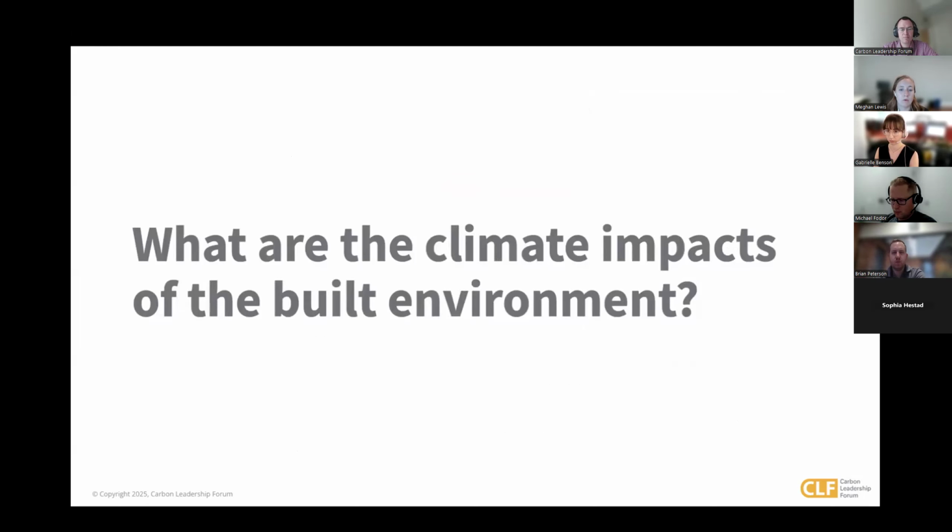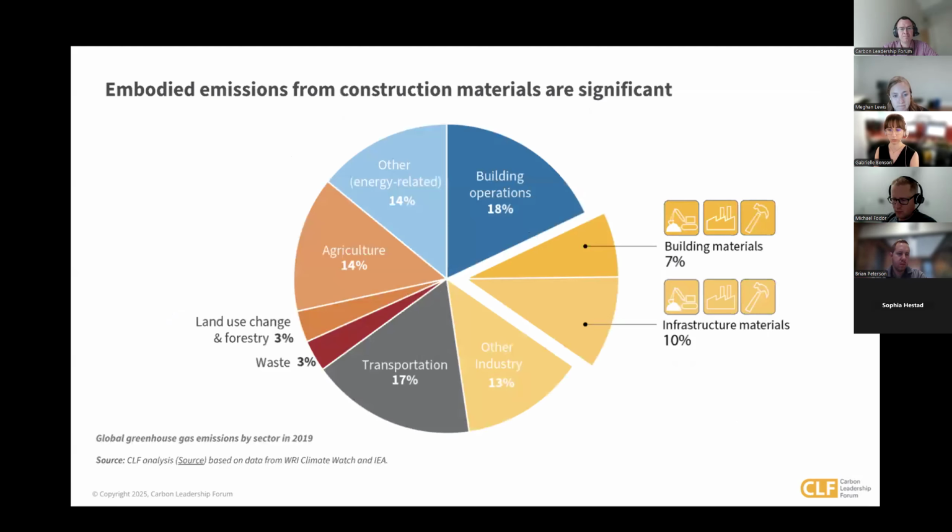So the reason why we're so focused on embodied carbon is because it comprises a really large portion of global greenhouse gas emissions. Embodied carbon is a huge source globally. It contributes about 17% to global emissions. So that's about 7% for buildings and 10% for infrastructure, which is nearly the size of total building operations, as you can see in this pie chart.